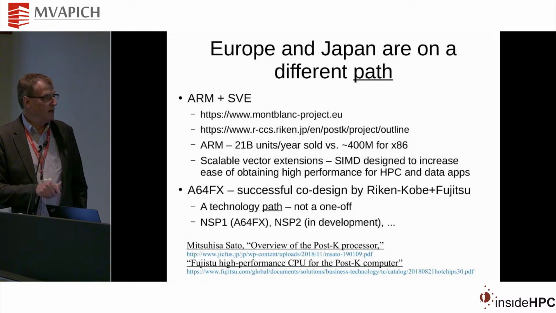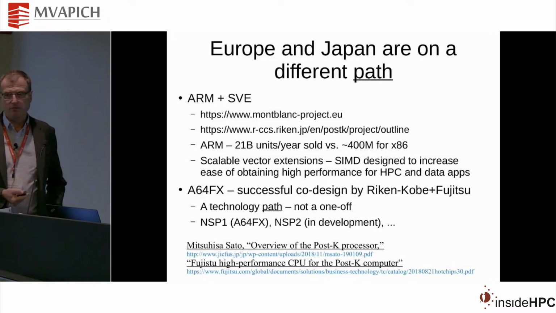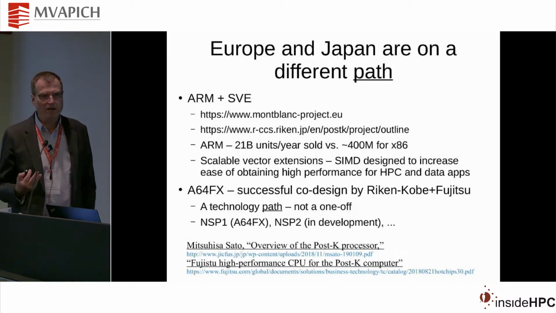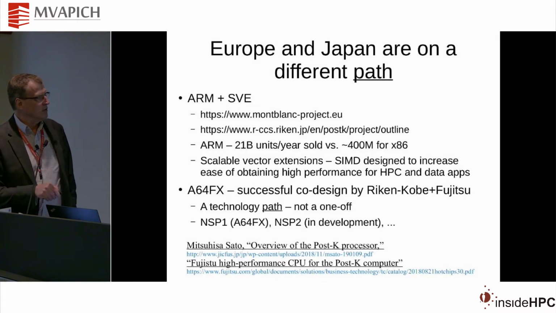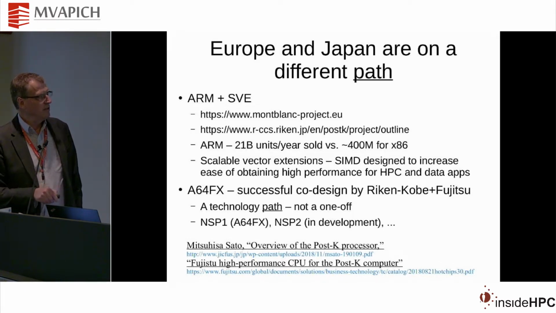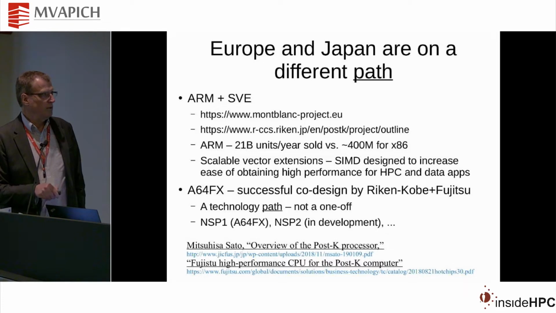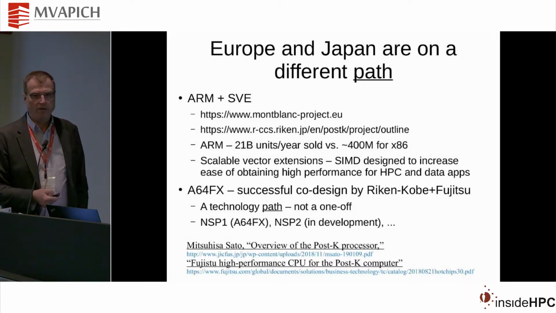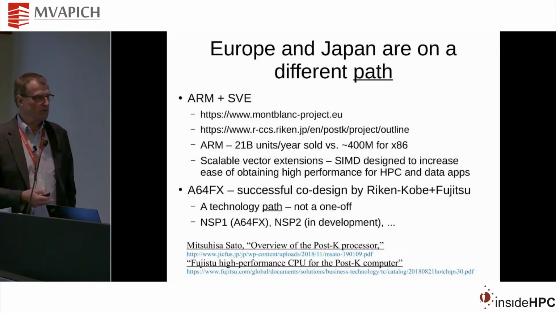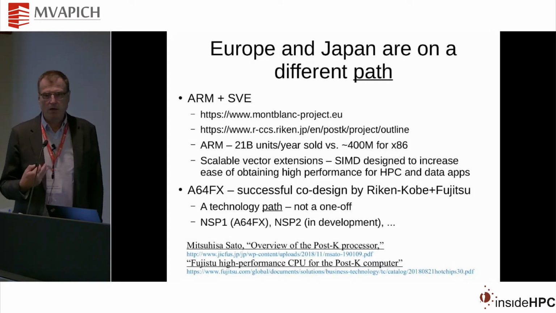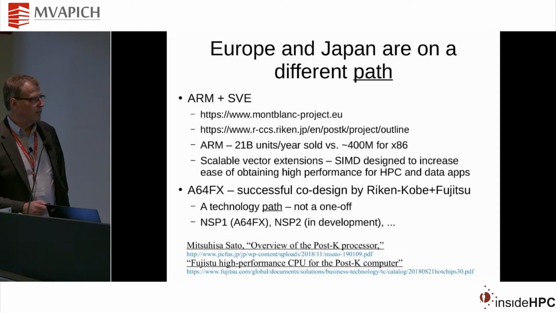And the key thing about the ARM ecosystem is it's massive, right? x86 is tiny in comparison, right? 20 billion units a year versus just a few 100 million for x86. Now, of course, most of these are tiny things in mobile settings, embedded settings, and so on. But what it does mean is there is a rich, mature ecosystem out there.